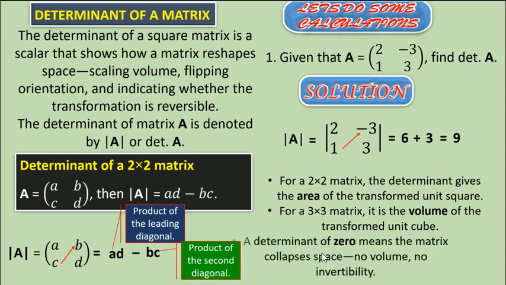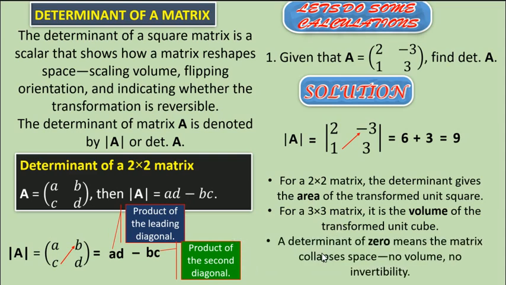Now, when the determinant of a matrix is 0, what is the mathematical and scientific implication? It just means no space. The space is completely collapsed. No volume, no inversion. So therefore, when the determinant of a matrix is 0, that matrix should not have an inverse because there will be no invertibility. Do you get that? So that's why when the determinant is 0, the matrix has no inverse.